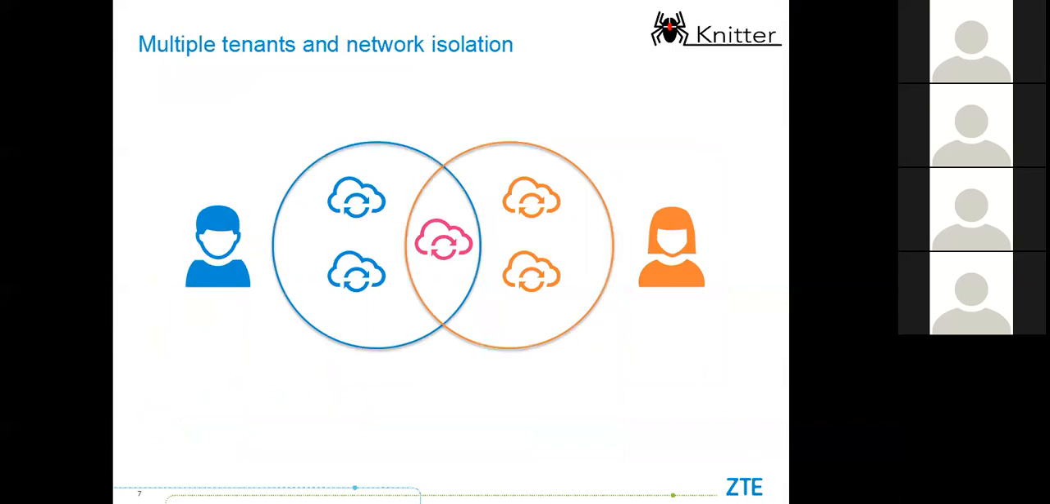Netter also supports multiple tenants. The tenant maps to the namespace in Kubernetes. Tenants can share a public network, for example, the default cluster-wide network. They can also have their own private networks. A tenant's private network is isolated from other tenants' private networks.